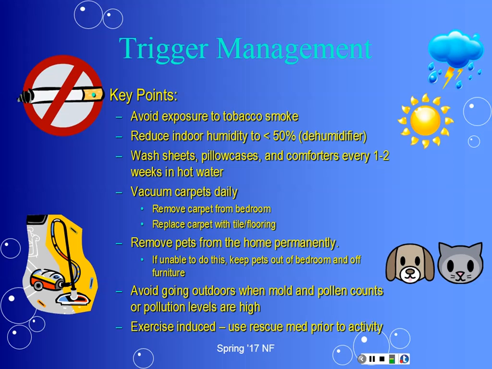You want to avoid going outside on the ozone action days, like the red and orange days, when mold and pollen counts and pollution levels are high. So pretty much when you have a trigger, you're going to use your rescue medication. With exercise-induced asthma, because they know that's what causes it, they're going to use it prior to the activity. We want kids to be active. I know it can be a deterrent a lot of times if they're having exacerbations with it, so you want to find one that works with them and balance that activity. You want to make sure they're using their rescue med prior and assure the parents they can still participate in that activity.